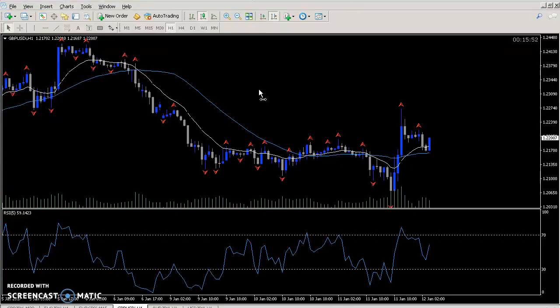Oh, the 15-minute time frame. And let me be very clear, guys. When it comes to forex, we are not analyzing any charts below the hour. Anything below the hour is just ridiculous. It's chaos. There's no need.